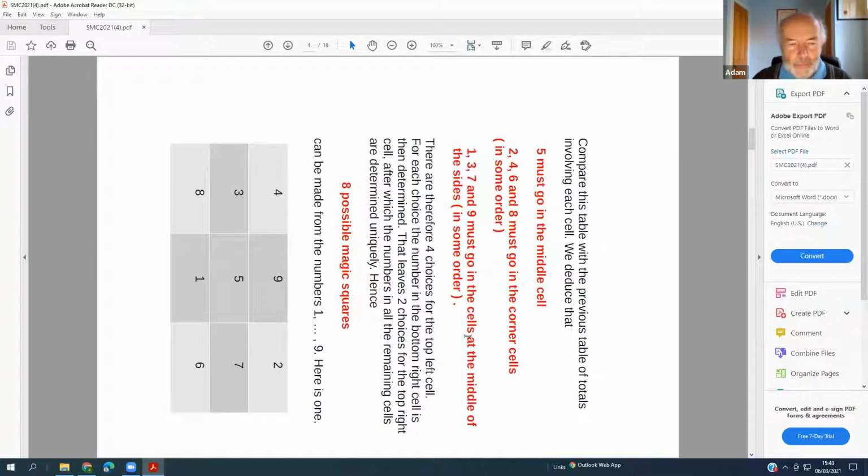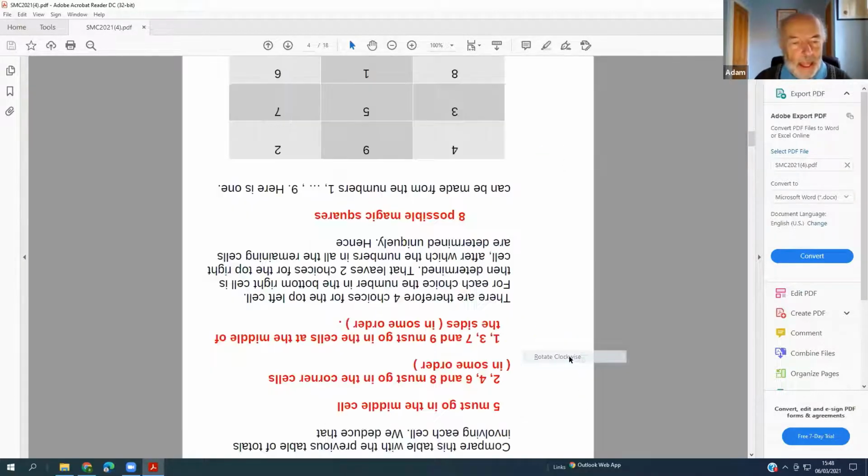Rotate the thing through 90 degrees. The rows turn into columns, the columns turn into rows, 5 stays where it is, and the totals are unaffected. So here is the second magic square, 8, 3, 4 in the top line. And of course, anything that works once, we do it again.